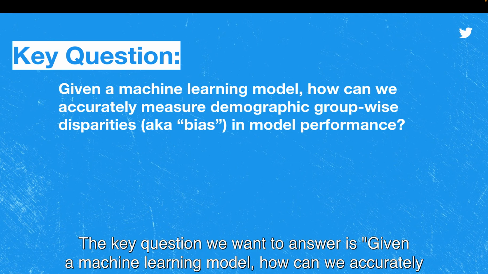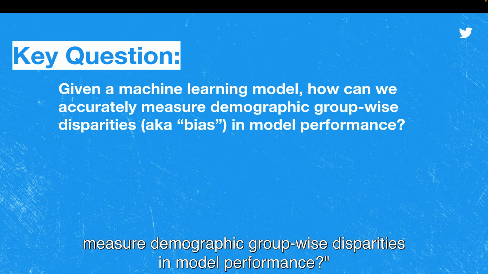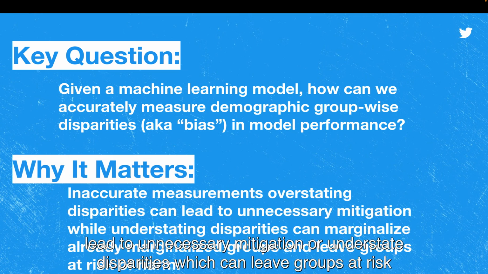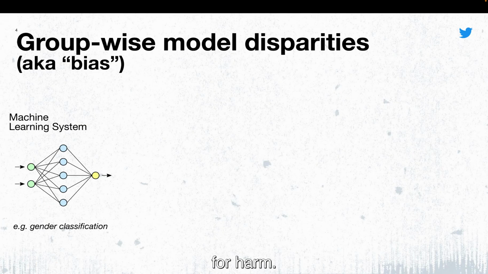The key question we want to answer is, given a machine learning model, how can we accurately measure demographic group-wise disparities in model performance? This matters because inaccurate measurements can either overstate disparities, leading to unnecessary mitigation, or understate disparities, which can leave groups at risk for harm.